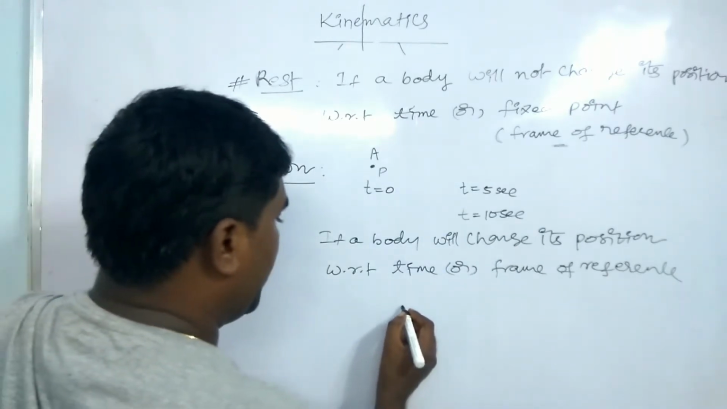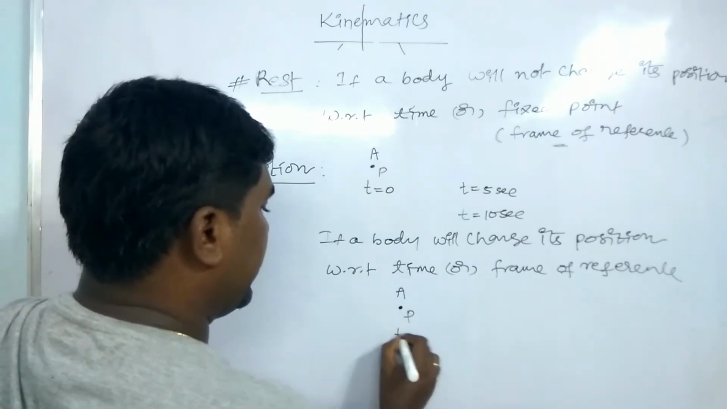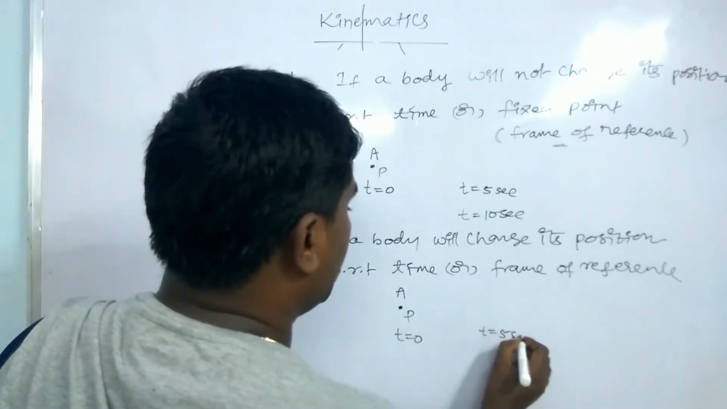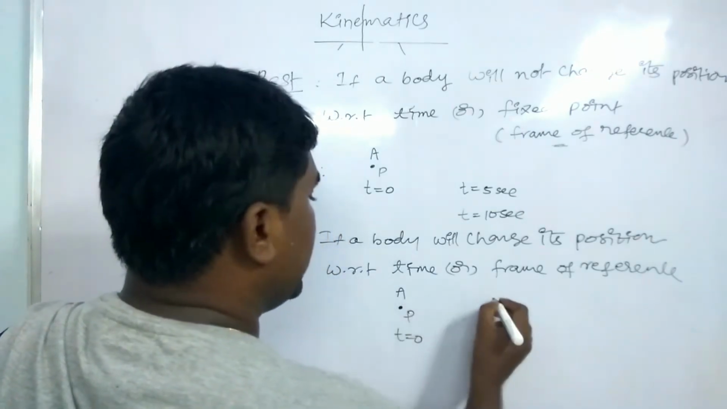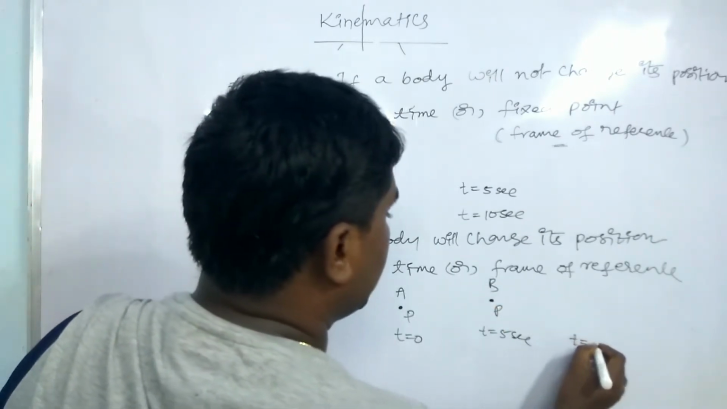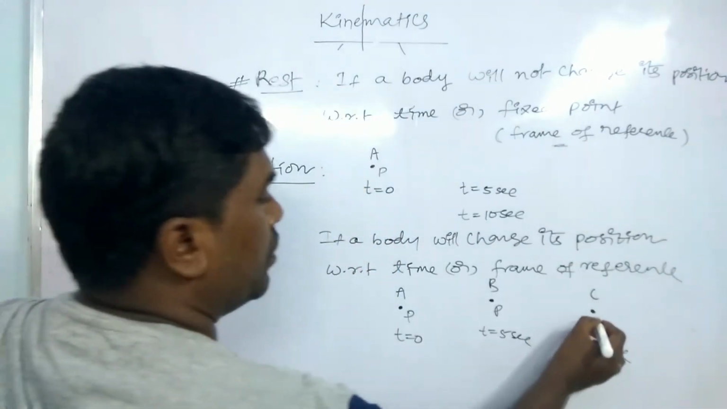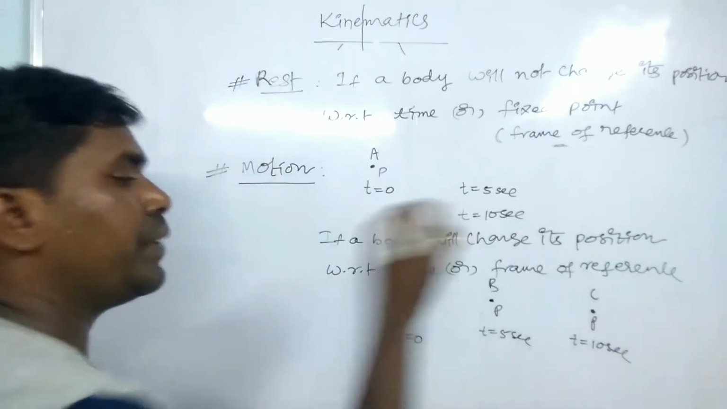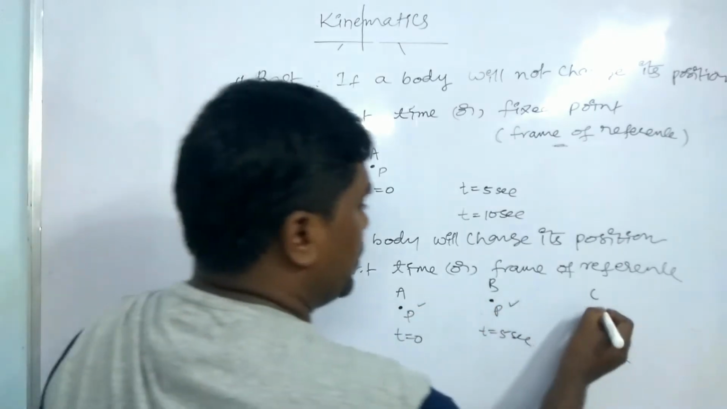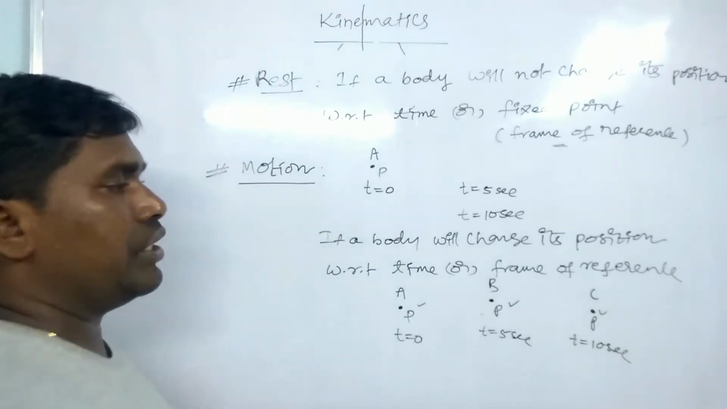For example, if a particle P is at A at time t equals 0, and after t equals 5 seconds, you observe that the particle P is at point B, and after 10 seconds, the particle P is at point C. So this is the position of the particle with respect to time. Here the position changes with respect to time. Then this particle P is said to be in motion.